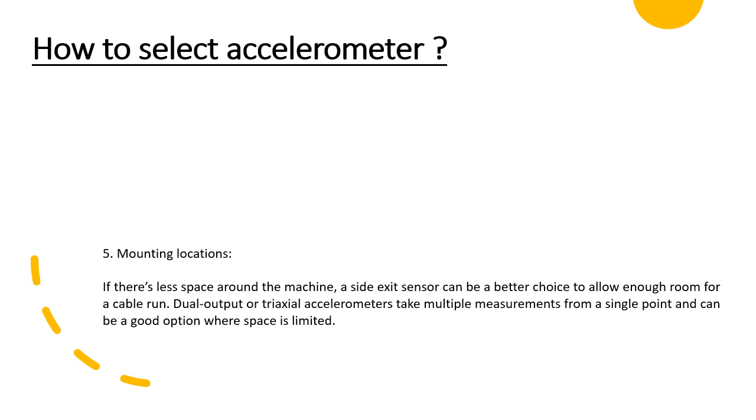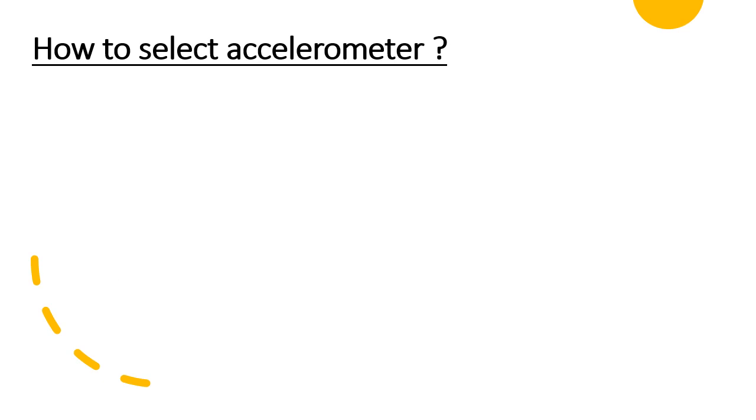The last consideration is the mounting location. Based on the space around the machine, we need to consider whether to go for a side exit sensor or a straight exit sensor to allow enough room for the cable run. And in places where the measurement point is very inaccessible, we need to prefer a triaxial accelerometer, where in a single point we can measure all three axes.